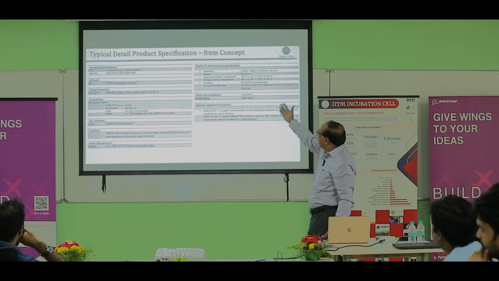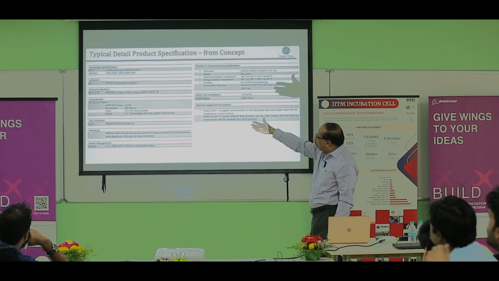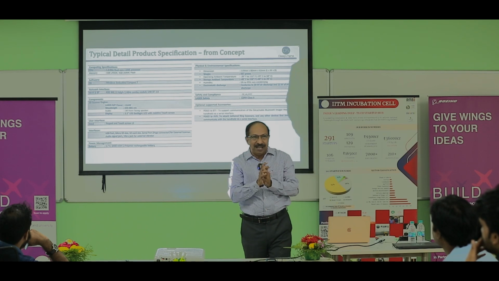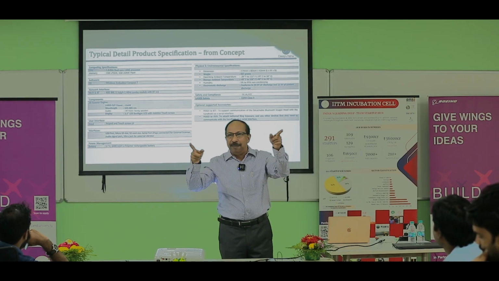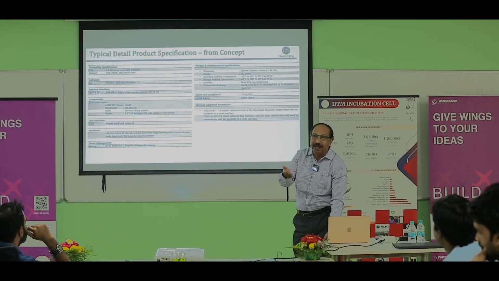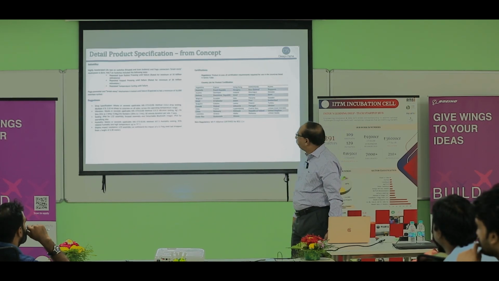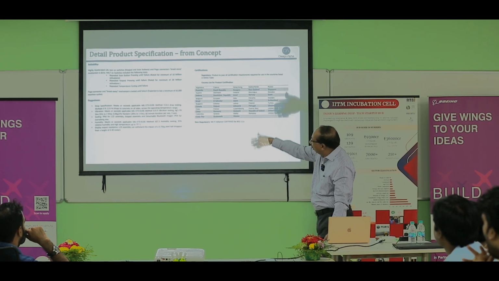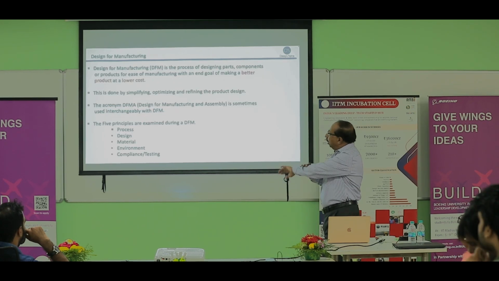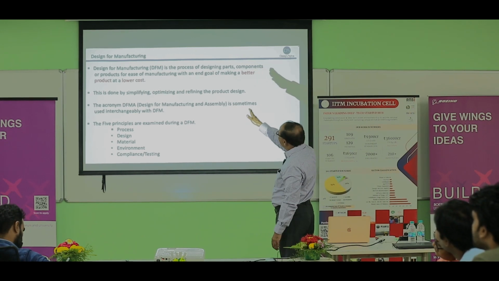So this is a typical detailed product specification from the concept we have come up with: computing specification, software components, and all those things you have to list down. You don't worry about this at the initial stage. Slowly when you develop, but keep in mind that this has to come out. It is not a very simple way of developing a prototype, showing it to somebody and getting investment. It is not like that. You can see reliability, ruggedness, all those things I have put down for one of the products which we developed here.